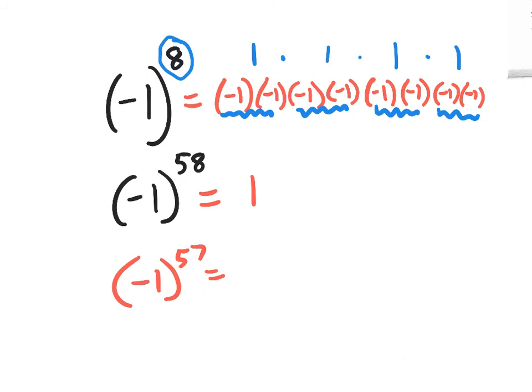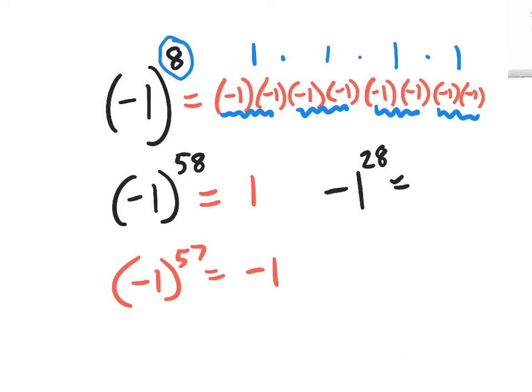Now, what if it were negative 1 to the 57th power? Right there, it's not an even power anymore. So that's going to be a negative 1, right? Okay. What if I said this? What is negative 1 to the 28th power? What's that going to be? I tricked you. No, negative.